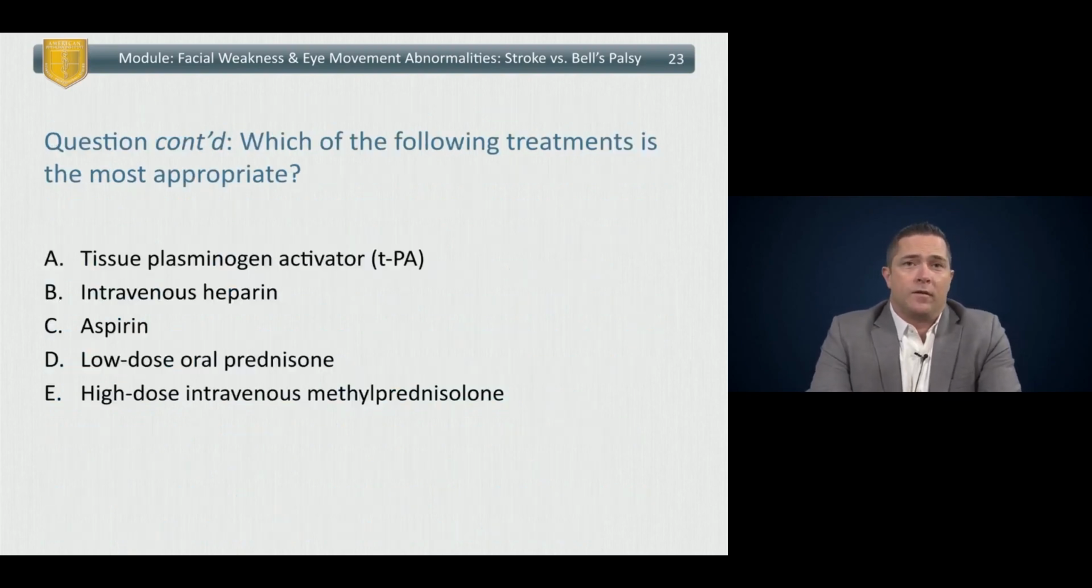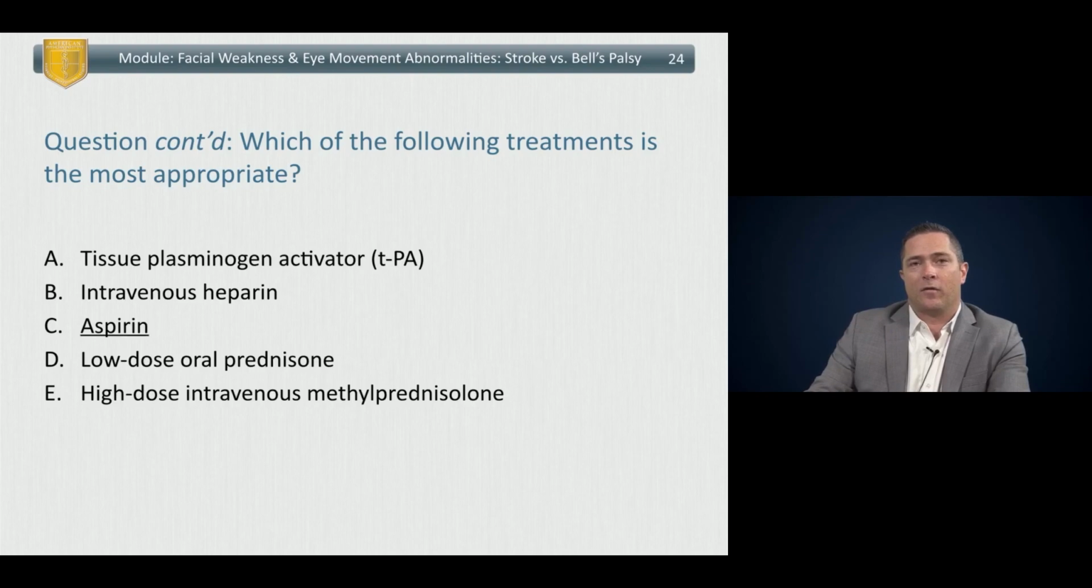For this case, would you give the patient tissue plasminogen activator or TPA, intravenous heparin, aspirin, low-dose oral prednisone, or high-dose intravenous methylprednisolone? The best answer, and the diagnosis I'm going for, is aspirin. This patient has a brainstem stroke. And there are those few subtle or not so subtle differences that help give away this case.